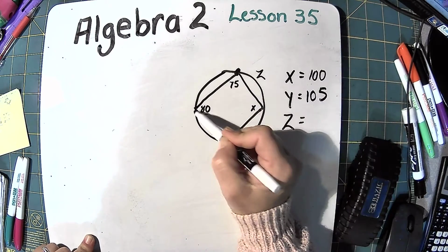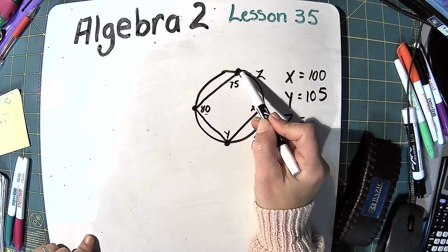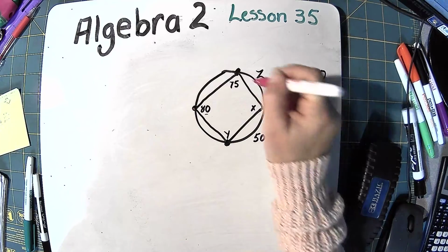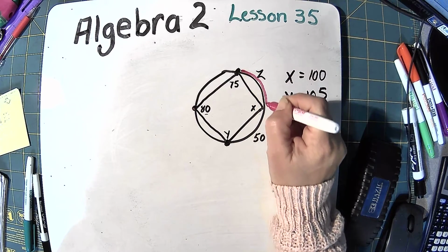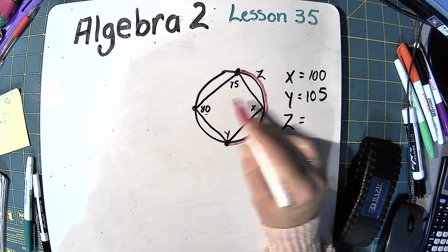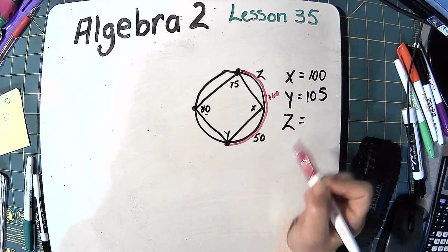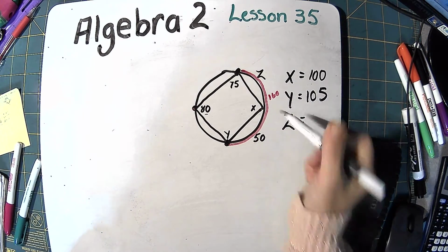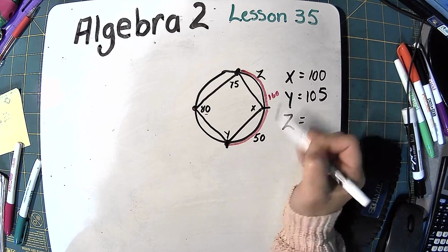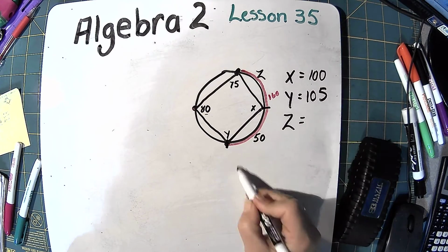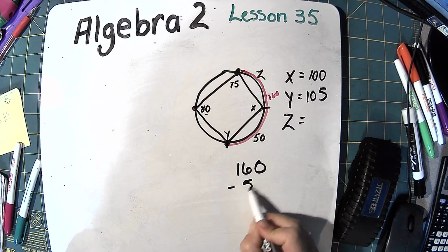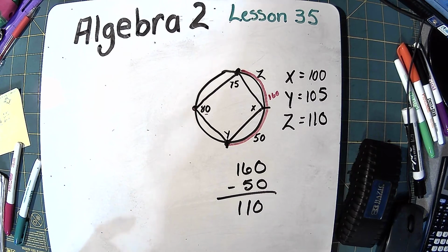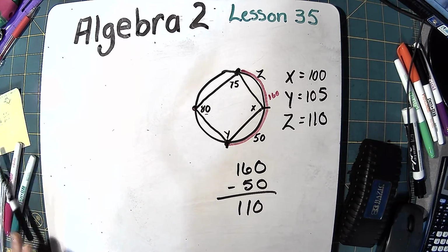Now we have to figure out what z is. Well, we know that if this is 80, then our arc around this right here, so if that dot's 80, then from there all the way around to here is going to be double 80, which will be 160. Well, if this part's 50, from here to here is 50. The whole thing is 160. We're going to say 160, take away that 50, and we're going to get 110. So z is 110. All right, hope that made sense to everybody.